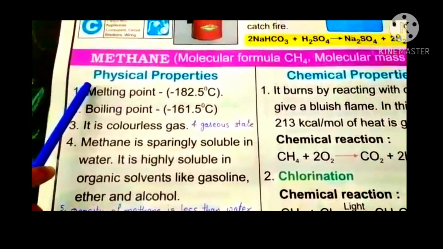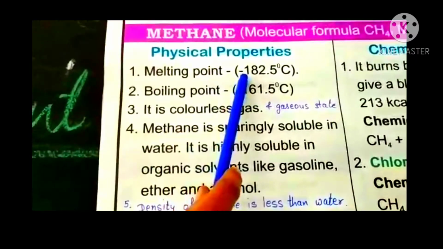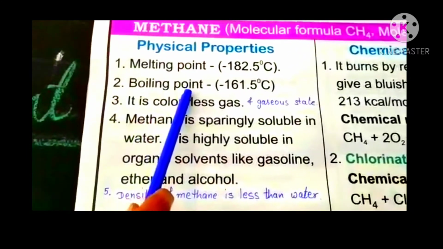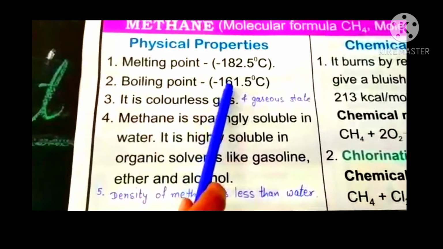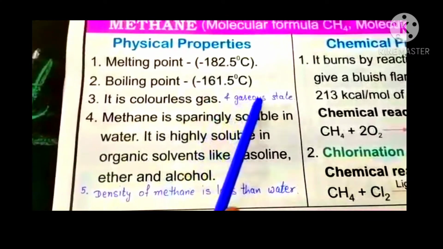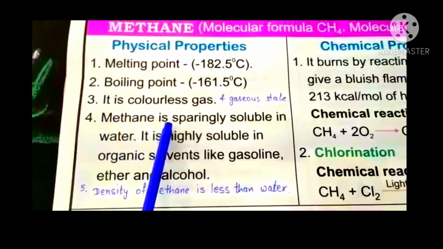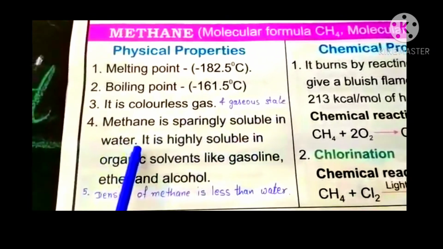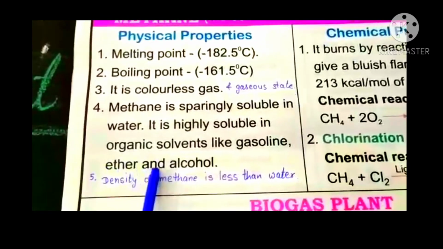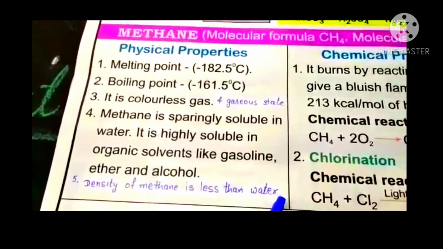Now students, let's study the physical properties of methane. The melting point of methane is minus 182.5 degrees Celsius. The boiling point of methane is minus 161.5 degrees Celsius. It is a colorless gas, present in gaseous state at room temperature. Methane is slightly soluble in water. It is highly soluble in organic solvents like gasoline, ether and alcohol. Another physical property is that the density of methane is less than water.